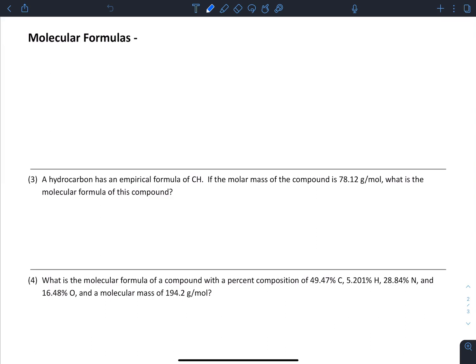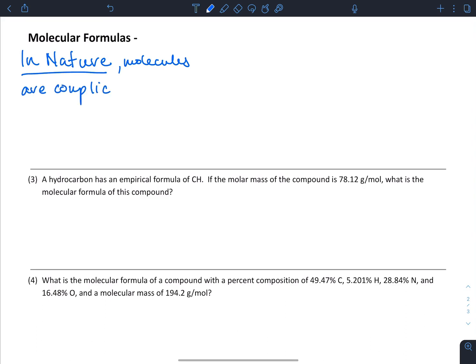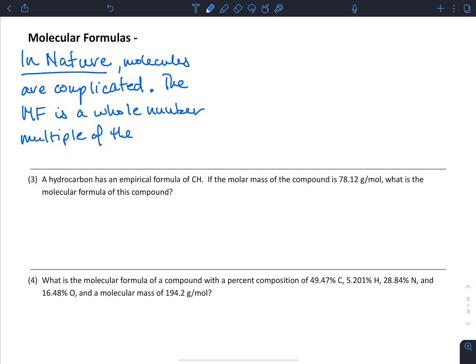All right, the molecular formula is basically how that particular molecule appears in nature. Because in nature, molecules are pretty complicated. There are some simple molecules out there. H2O is a great example, but most are pretty complicated. This molecular formula is a whole number multiple of the empirical formula. So it's vital that you have the empirical formula before you can determine the molecular formula.